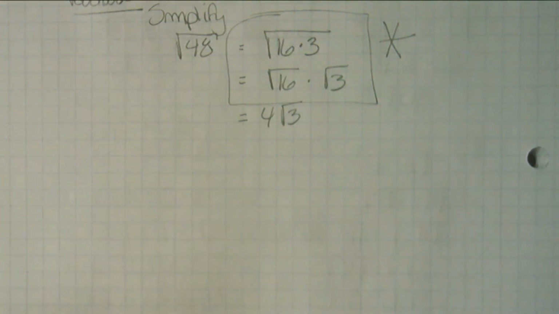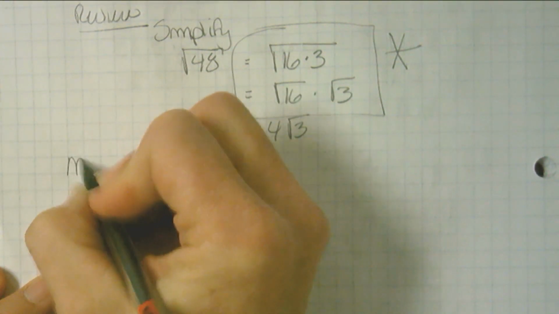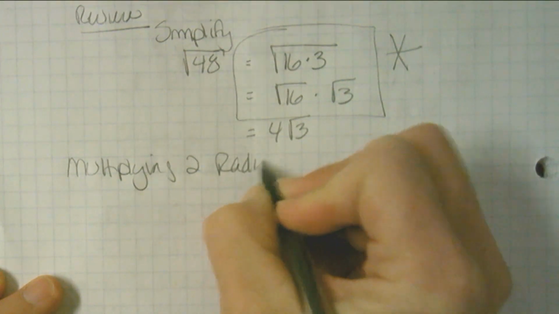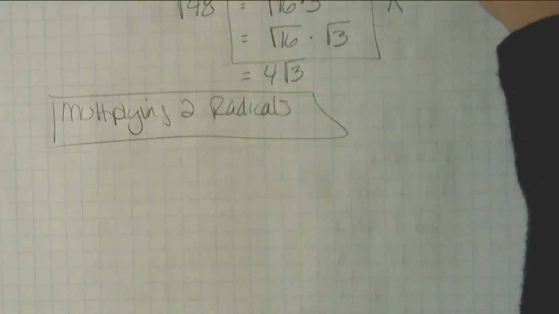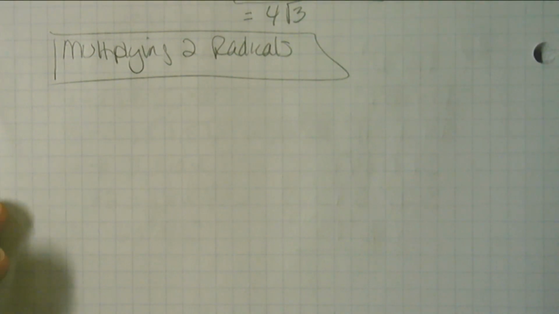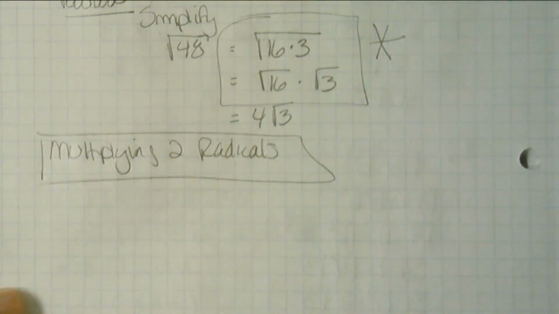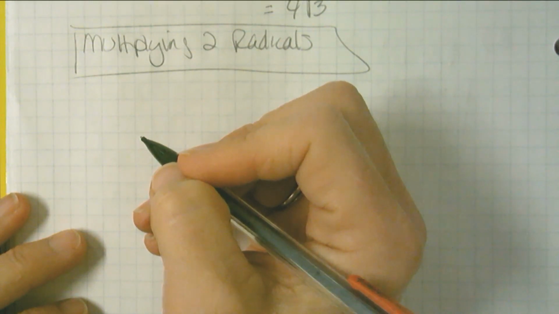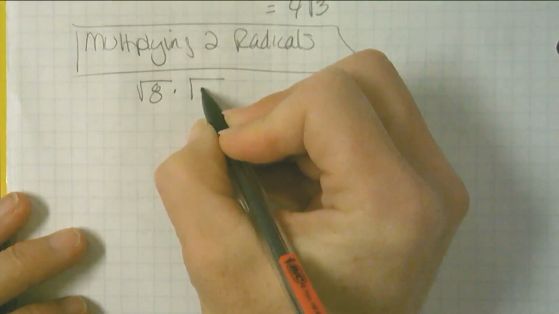Okay? All right, so now I want to talk about multiplying two radicals. So we just learned how to simplify a radical. Now I want to learn how to multiply radicals. Again, I want you guys to think back to this step right here. All right? So if I have the square root of 8 times the square root of 12.